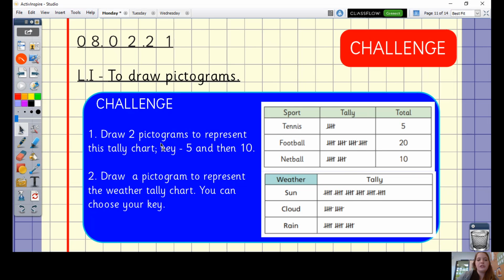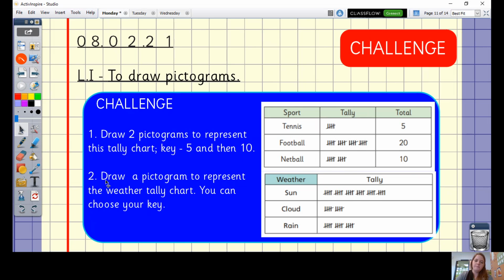Okay, so the thing I want you to do is, looking at this tally chart at the top, I want you to draw 2 different pictograms to represent this data. One pictogram needs to have a key of 5, so each symbol represents 5 items. And then the second pictogram symbol needs to represent 10 items. So think about that. Remember when we talked about if each symbol represented 2, how would I show 1? This is the same here. So if each symbol represents 10, how will you show 5? Okay, have a think about that. That's quite a tricky one.